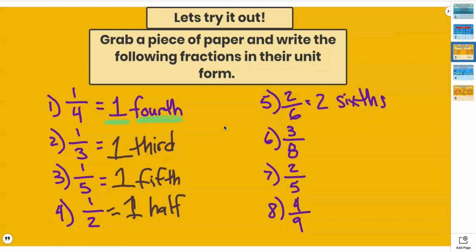All right, number 5. I did this one also. We had 2/6, okay? So I wrote down the amount of our unit, which is 2, which we see from our numerator, and then 6 is our unit based on our denominator. Okay, so now what I want you to do is I want you to try number 6, 7, and 8 on your own. Pause the video right now so you can try it and then continue to see how you did.